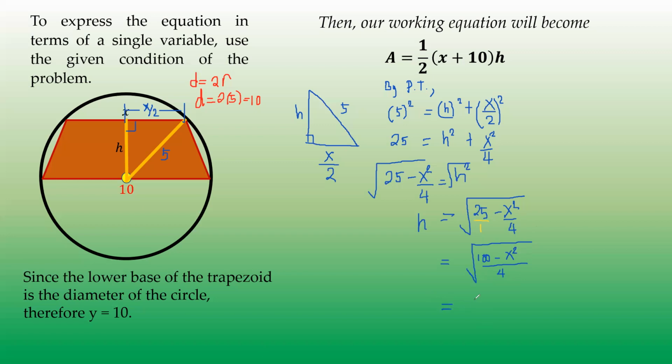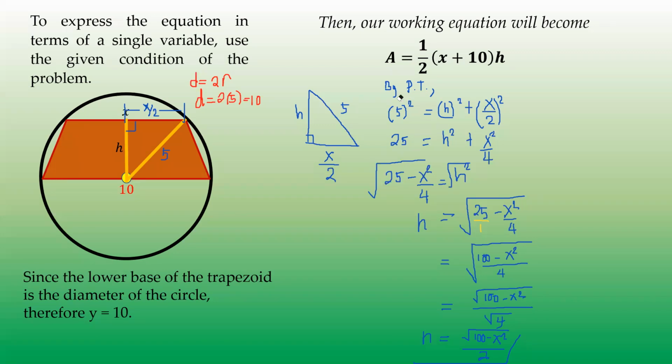Then, since yung ilalim ay perfect square, pwede mo siyang square root of 100 minus x squared over square root of 4. Then, simplifying, ang height or h is equal to square root of 100 minus x squared over 2. Ito ngayon yung h natin in terms of x. Okay, so we can now replace h by square root of 100 minus x squared over 2. Okay, palitan natin.